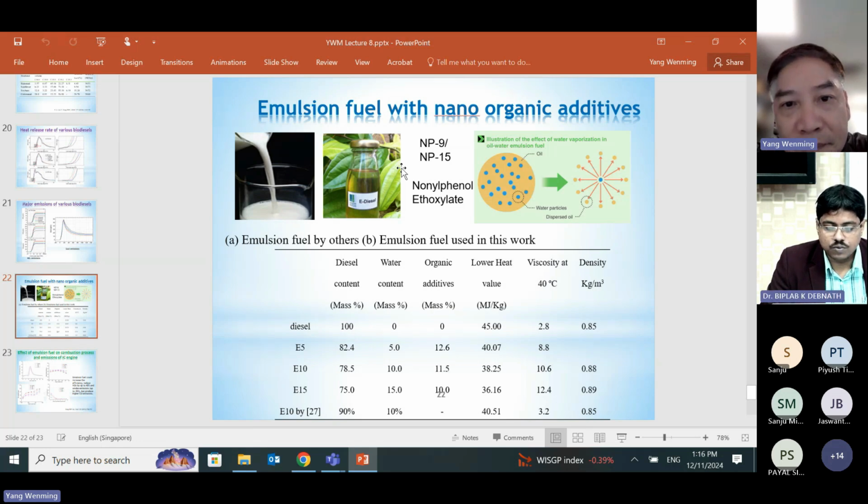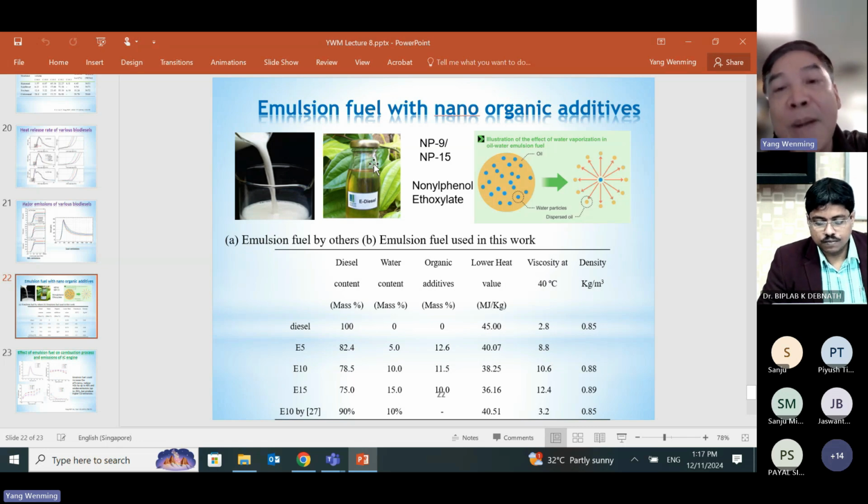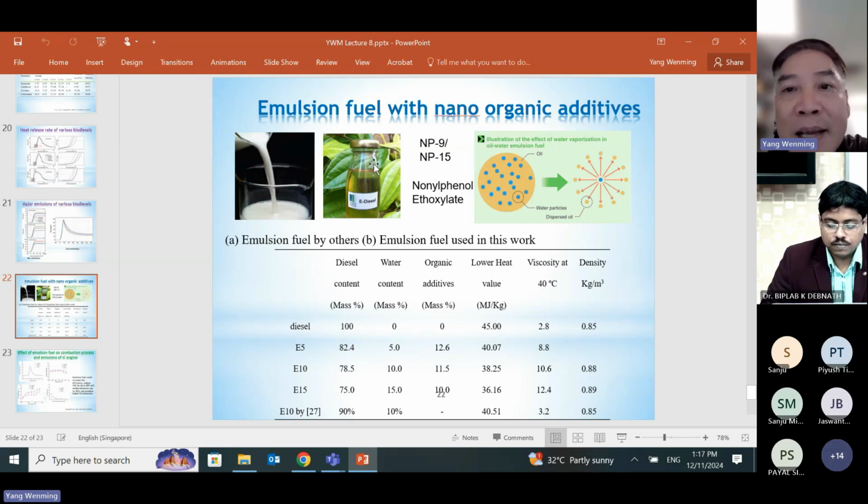Sir, for surfactants, what was the hydrophilic-lipophilic balance, HLB, value for the combination of surfactants you have used? Okay, for our emulsion fuel, we use MP9 and MP15. These are two of the surfactants used in this emulsion fuel. Others use different surfactants. There are some common surfactants. I cannot remember the names, but you can Google. You can easily find out which are commonly used surfactants.